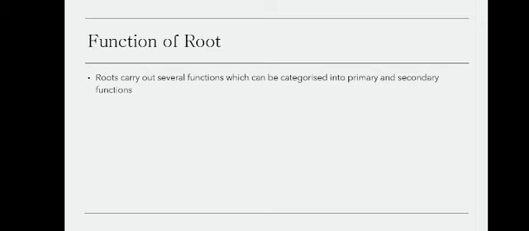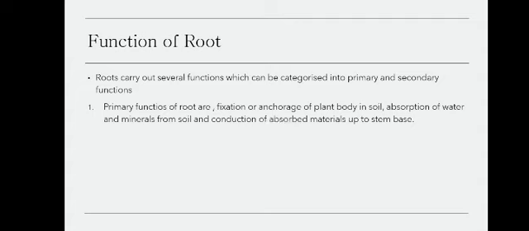Next, functions of root. Roots have many functions. The first function: roots carry out several functions which can be categorized into primary and secondary functions. In primary function, roots fix or anchor the plant body in the soil, absorb water and minerals from the soil, and conduct the absorbed material up to the stem base. That means the primary functions of root are fixation in soil and absorption of water and minerals.